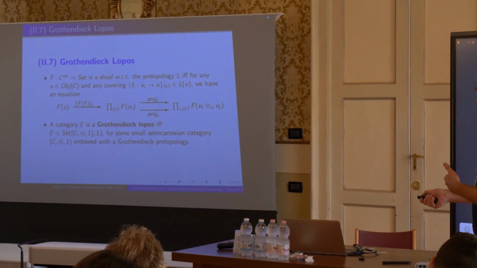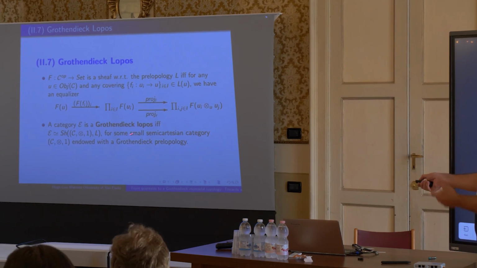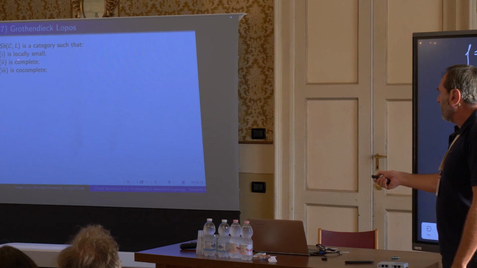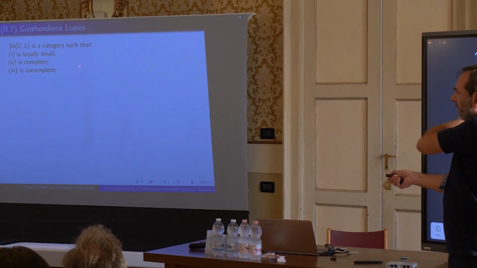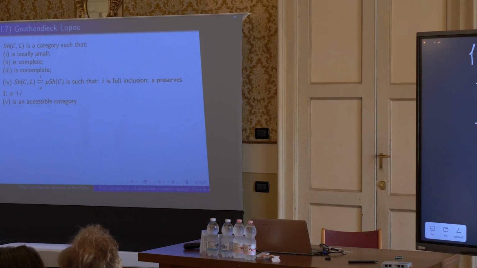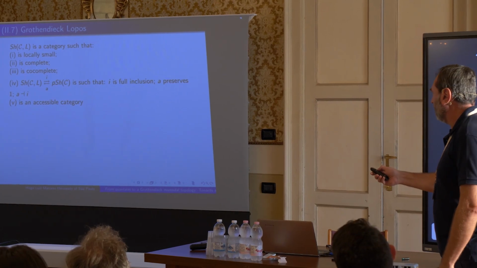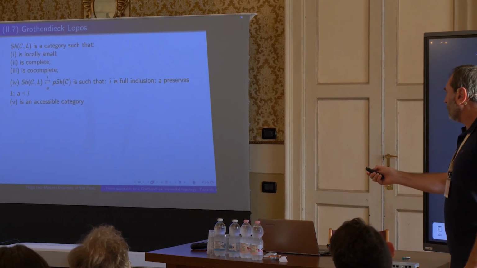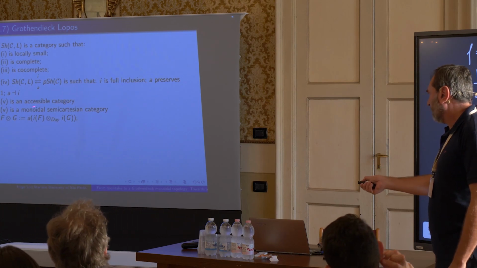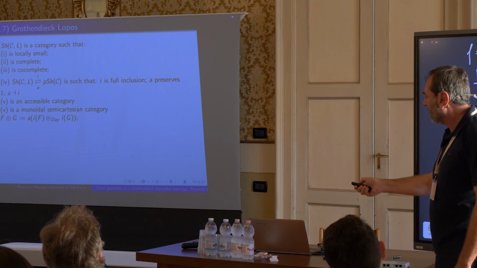And a Grothendieck lopus is just a category that is the category of sheaves for this pre-topology, that is locally small and complete as explained. Because of this reflection condition, we have the scenario of the Adámek-Kosiński theorem. It's an accessible category and a monoidal semi-Cartesian category with this product.